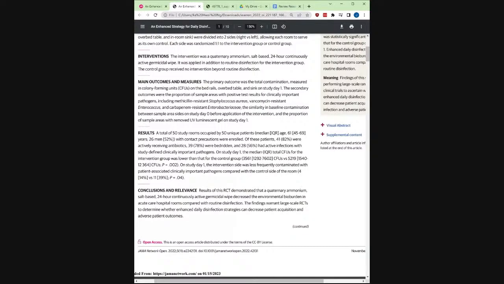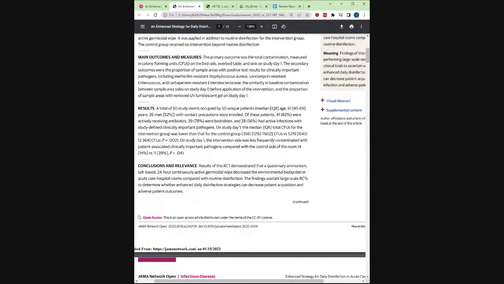And then secondary outcomes, proportion of sample areas with positive tests for clinically important pathogens. And so these are a bunch of bacteria that are dangerous. MRSA, VRE. I'm going to use abbreviations here because these are very common. Carbapenem-resistant enterobacteria. Even I have trouble pronouncing this word. So basically, they will also want to look at other bad pathogens.